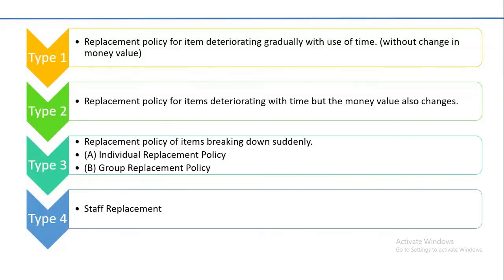Now there are types of replacement problems. Type 1 includes replacement policy for items deteriorating gradually with use of time. That means there is a decrease in efficiency of the equipment but without the change in value of money. Like for example, if we purchase a bike, then its efficiency may decrease but the value of that particular equipment might not decrease that much with respect to time.